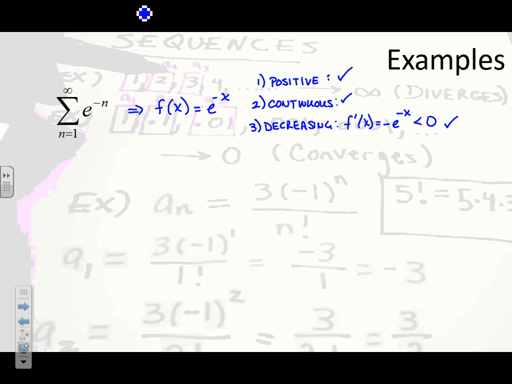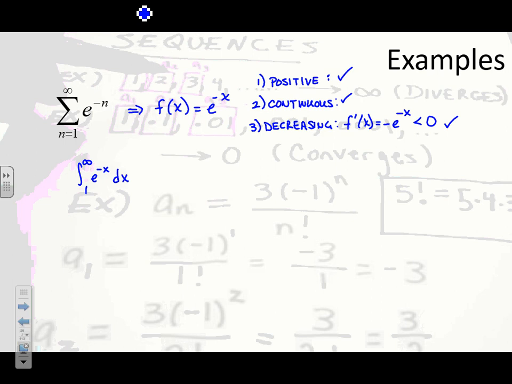Okay? So the first two should be pretty quick. The third one requires just a little bit of work. Derivative, ratio, difference test, however you want to do it, to show that it's always decreasing is up to you. Now from here, we can use our integral test, which means we want to evaluate the integral from 1 to infinity, and we're going to integrate.